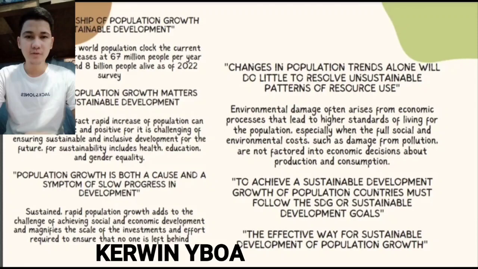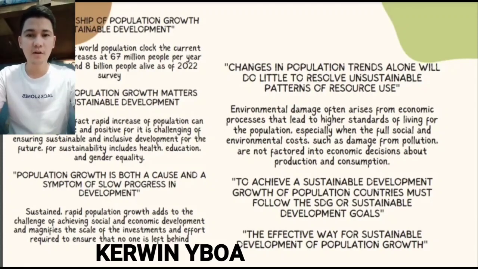Environmental damage often arises from economic processes that lead to higher standards of living for the population, especially when the full social and environmental costs, such as damage from population, are not factored into economic decisions about production and consumption. To achieve sustainable development of population growth, countries must follow the SDGs, or Sustainable Development Goals. This is the effective way for sustainable development of population growth.